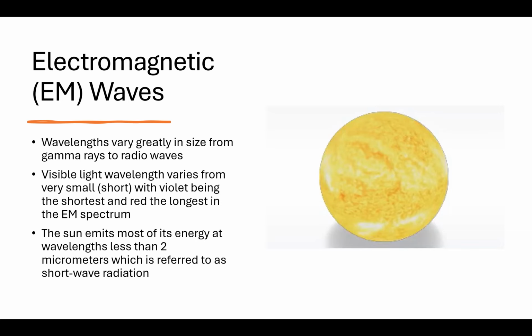Visible light wavelengths will generally vary from very small or short, with the color violet being the shortest wavelength, and red the longest wavelength in the EM spectrum. The sun emits most of its energy at wavelengths that are less than 2 micrometers, which is referred to as shortwave radiation. So along that spectrum, the sun is going to emit shorter wavelength radiation.